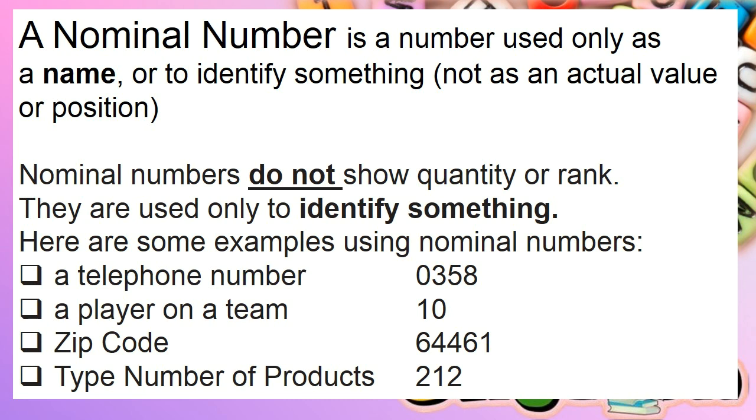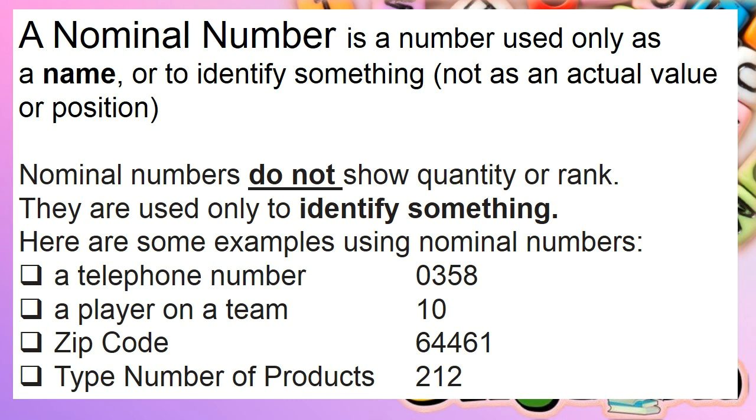A nominal number is a number used only as a name or to identify something, not as an actual value or position. Nominal numbers don't show quantity or rank. They are used only to identify things.